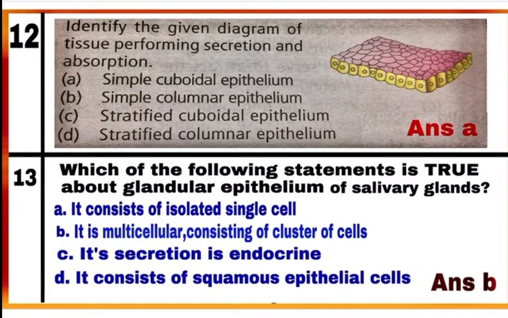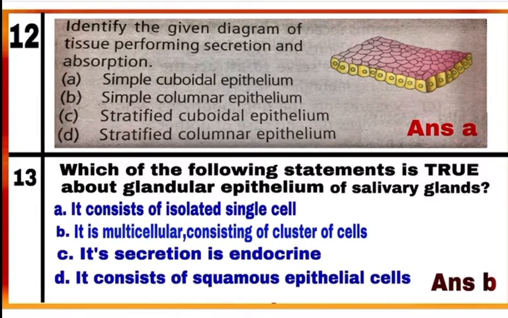Question number 12. Identify the given diagram of tissue performing secretion and absorption. Option A. The given diagram is of simple cuboidal epithelium which consists of single layer of cube-like cells and commonly found in ducts of glands and tubular parts of nephrons, and its main functions are secretion and absorption.